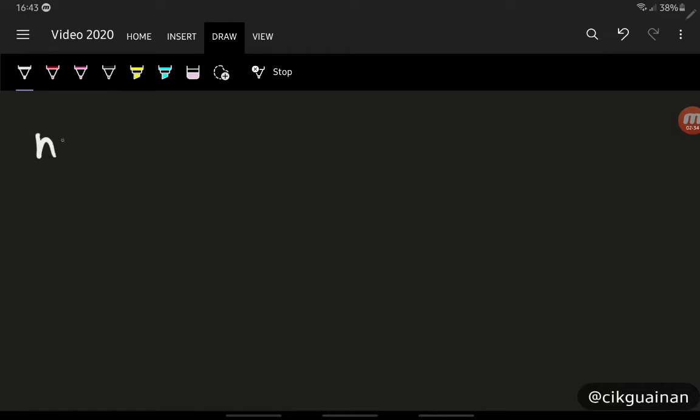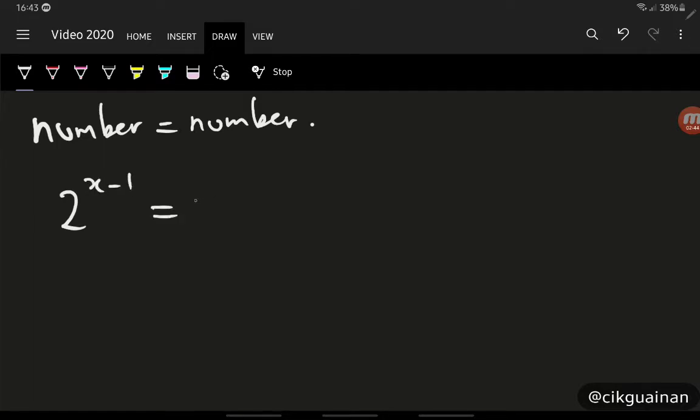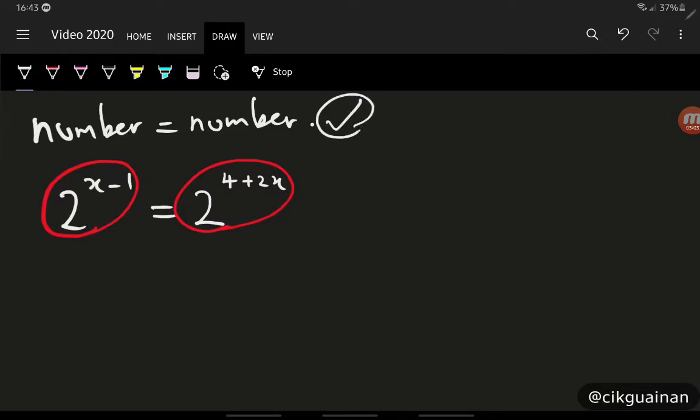So for the first type, number equal number. Let's say we have something like 2 to the power of x minus 1 equals 2 to the power of 4 plus 2x. Now as we can see here, one number equal another number, so we can use the first type, number equal number.